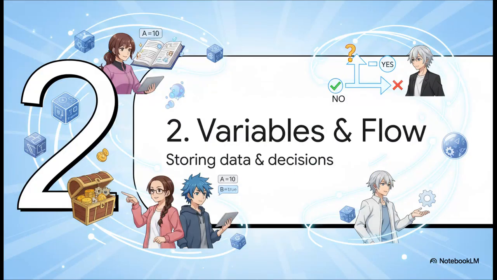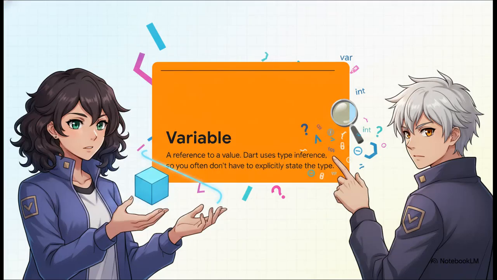All right, we printed something to the screen. Now, how do we actually make our programs do something? That's where we need to store information and make decisions. Let's talk variables and control flow. So, what exactly is a variable? Well, think of it like a labeled box where you can store a piece of information. But here's the really cool part about Dart. It has something called type inference. When you use the keyword var, Dart is smart enough to figure out what kind of data you're storing all on its own. It's super convenient.